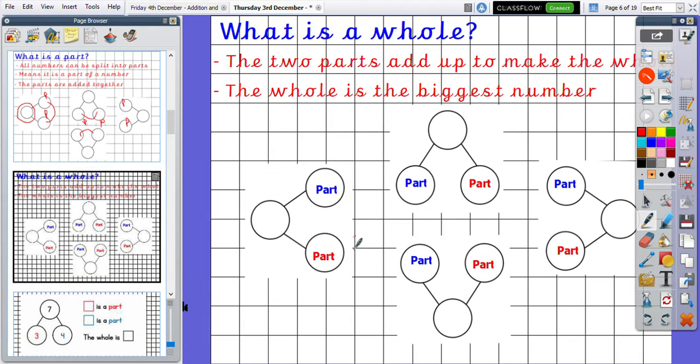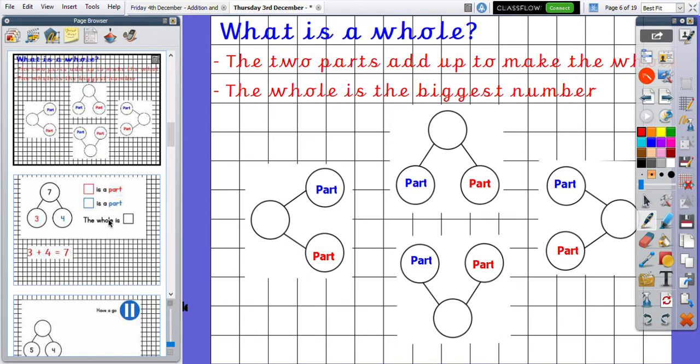So when the 2 parts are added up, they make my whole number. Now my whole number is always my biggest number because it's my parts added together. If we add two things together, they're going to make a bigger number. So my parts added together are going to make my whole number. Right, let's have a look at some part whole models then.